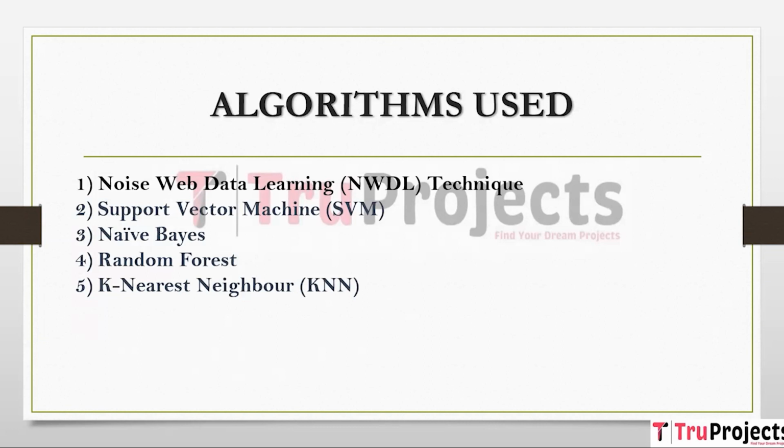Fifth one is k-nearest neighbors, which is KNN. It is a non-parametric algorithm used for classification tasks based on the similarity of data points. KNN identifies the class of a data point based on the classes of its neighboring data points.